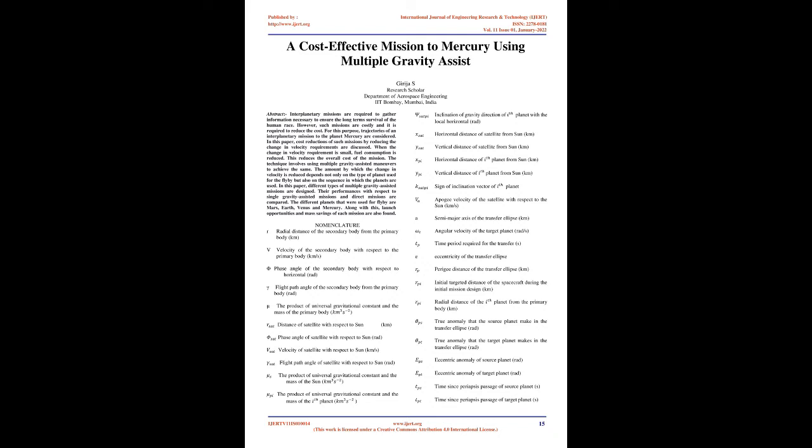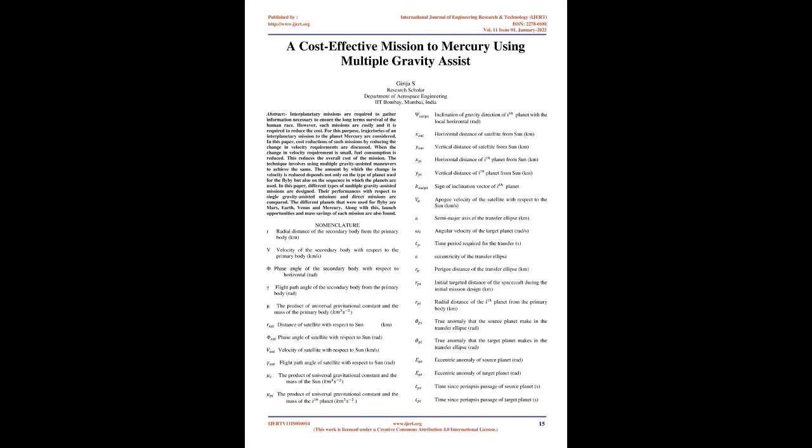Inclination of gravity direction of the H planet with the local horizontal, rad. Horizontal distance of satellite from Sun, km. Vertical distance of satellite from Sun, km. Horizontal distance of H planet from Sun, km. Vertical distance of H planet from Sun, km. Sign of inclination vector of H planet.